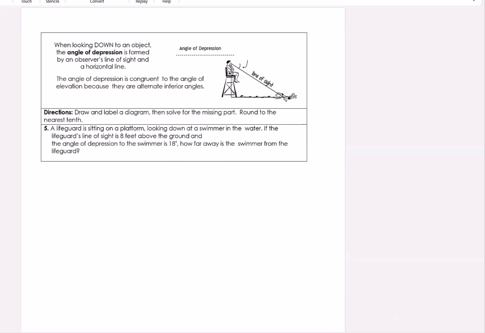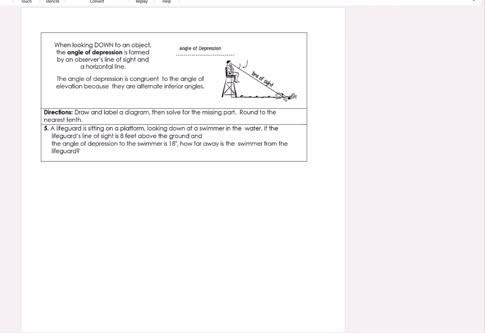Now I'm going to look at the angle of depression. You could say when you're depressed, you're down. The angle of depression is always from somewhere I am looking down. And let's see what we have. A lifeguard is sitting on a platform looking down at a swimmer in the water. If the lifeguard's line of sight is 8 feet above the ground and the angle of depression to the swimmer is 18 degrees, how far away is the swimmer from the lifeguard?